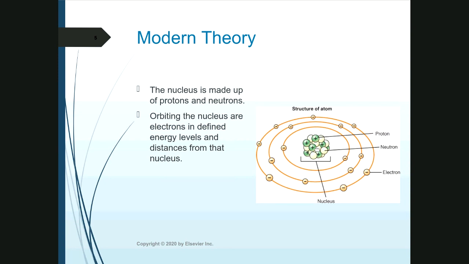And then orbiting the nucleus are electrons in defined energy levels, or what we call orbital shells, and they are a specific distance from that nucleus. Okay, so when you have the nucleus, typically the first shell beyond the nucleus is your K shell, your L shell, then your M shell, and it continues as far as you go out, however many shells you would have.